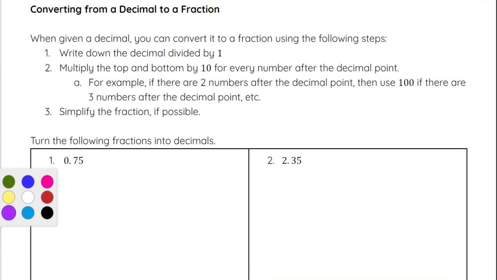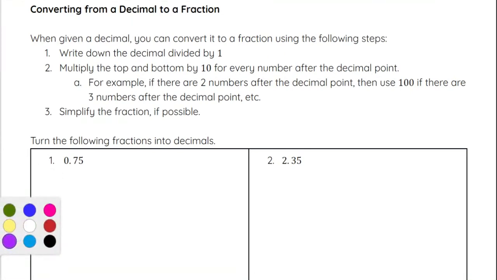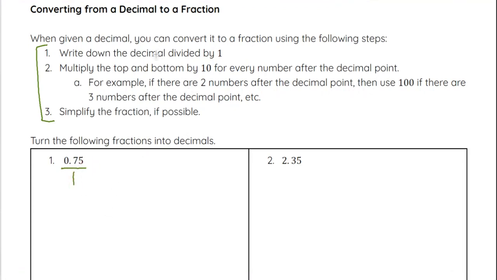So we are going to look at a couple examples of how to convert from a decimal to a fraction. I have 3 examples for you and just a quick breakdown of what those steps will look like. We will start by writing down the decimal divided by 1. So for example, a number 1.75 over 1. And then we are going to multiply the top and the bottom by 10 for every number after the decimal point.